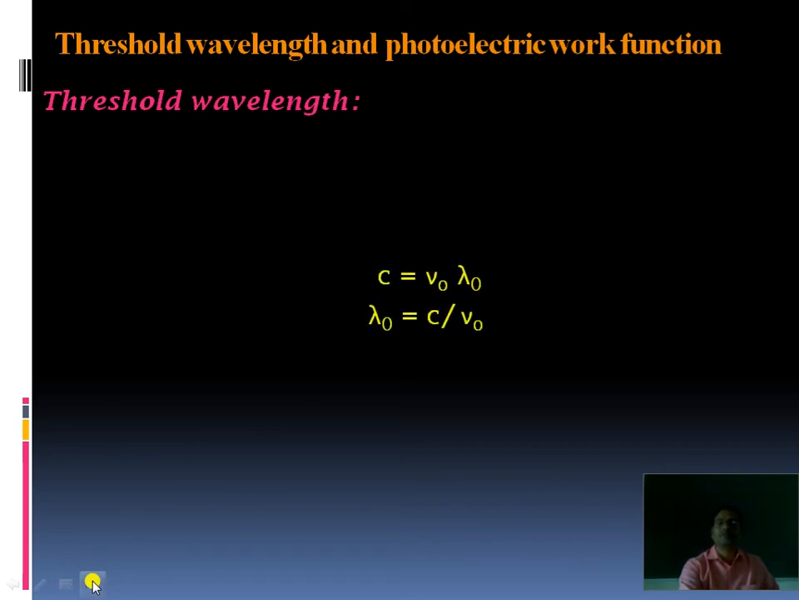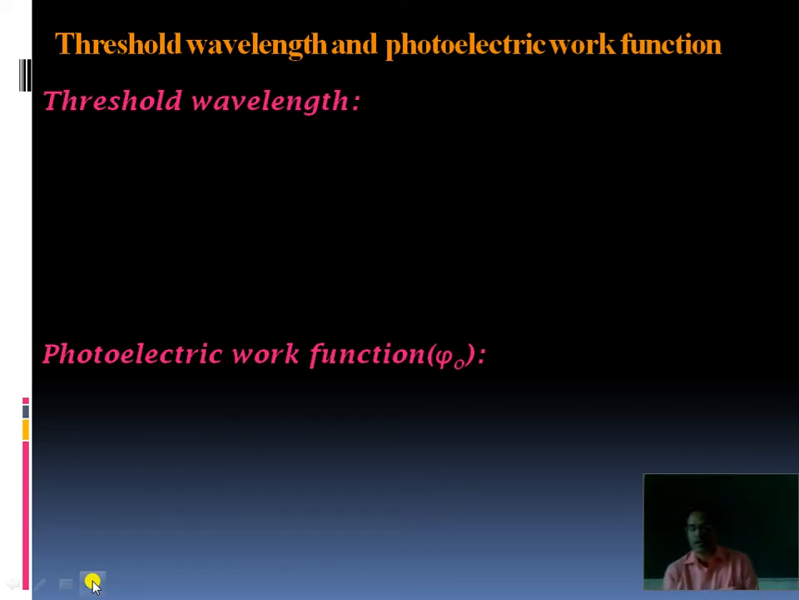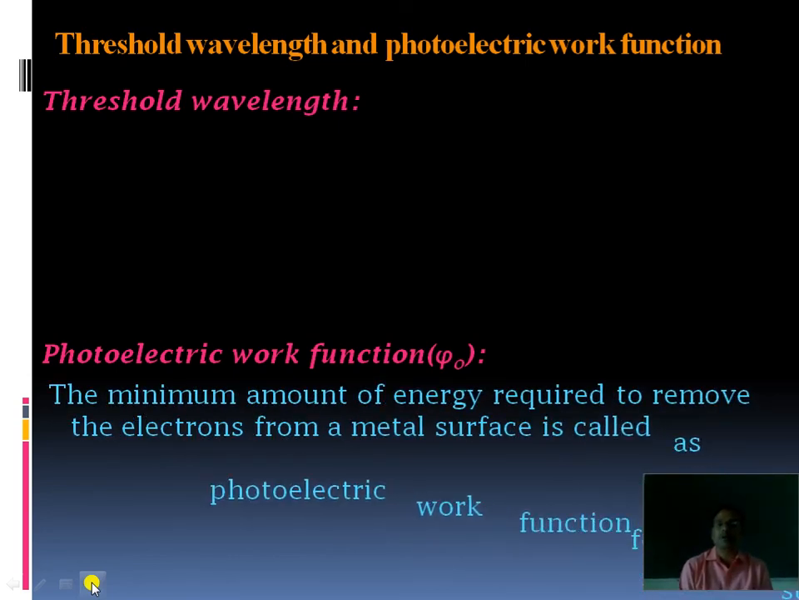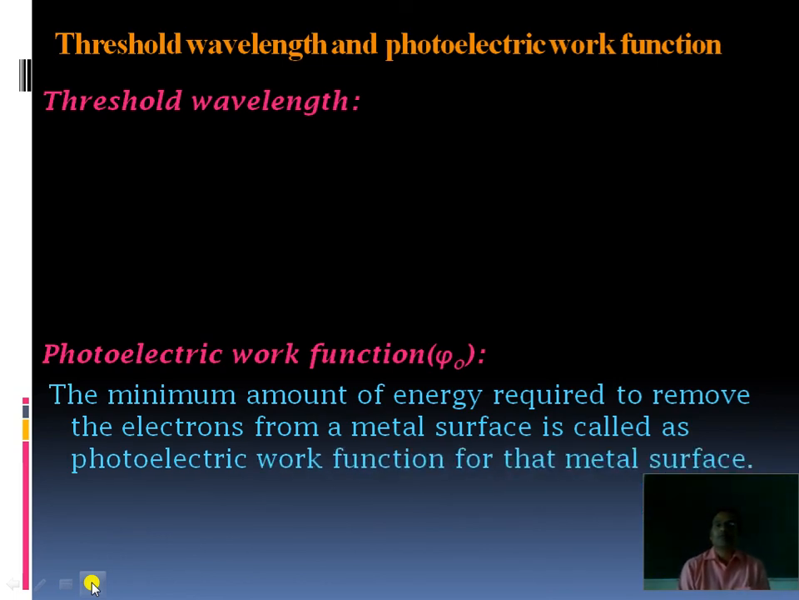Now see here, the next definition, the last one, is photoelectric work function. As earlier we discussed, the frequency required for photoelectric emission is the threshold frequency, which means it has a particular energy, and that energy is called the photoelectric work function. For any light having frequency below threshold frequency, photoelectrons are not emitted. The minimum amount of energy required to remove the electrons from the metal surface is called the photoelectric work function for that metal.